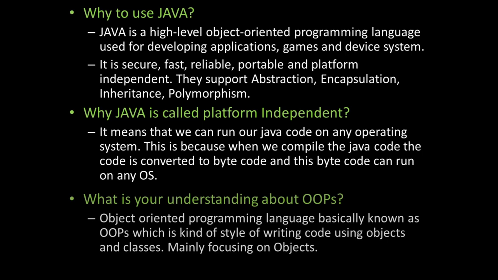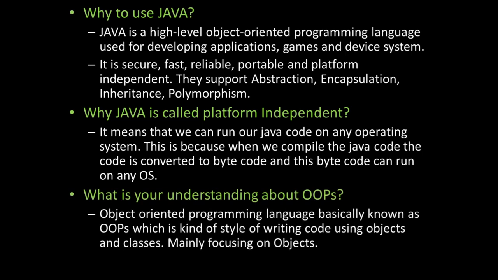The next question is, what do you understand about OOPS? As you know, when an interview starts with Java, it goes to OOPS. So what is OOPS actually? As I said earlier, Java is an object-oriented programming language. Object-oriented programming, basically known as OOPS, is a style of writing code using objects and classes, where we mainly focus on objects. You may have written some code which includes classes and different objects. So this is actually OOPS.